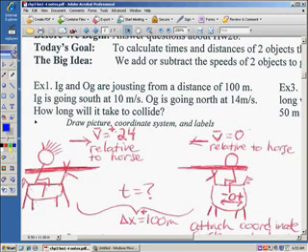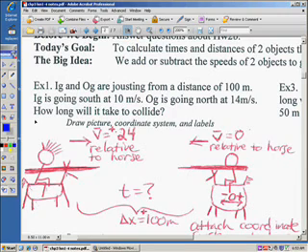The big idea here is that our equation for velocity only has one v in it. And so we're going to have to combine the two individual velocities into one relative velocity by either adding or subtracting, and then use that in our equation.